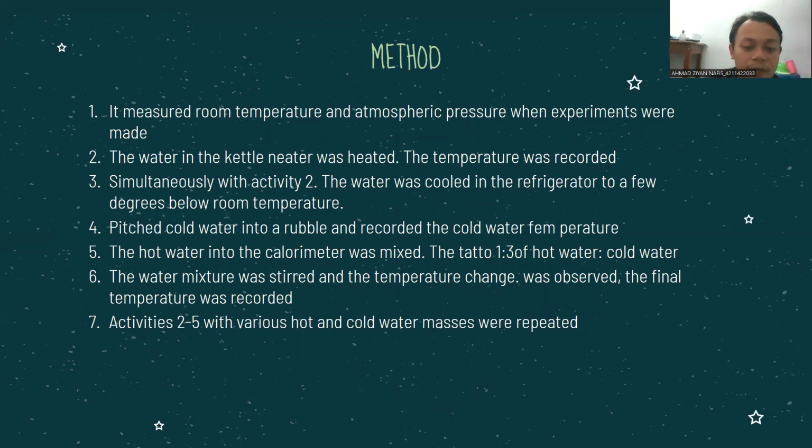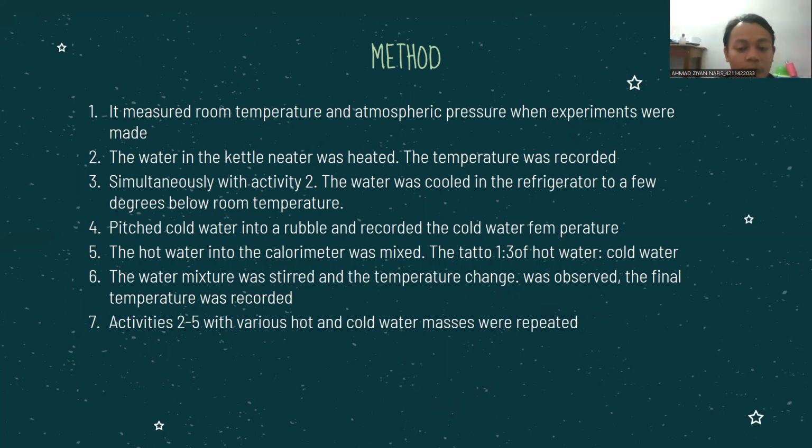3. Simultaneously with that activity, the water was cooled in the refrigerator to a few degrees below room temperature. 4. Put the cold water into the calorimeter and record the cold water temperature. 5. The hot water was mixed into the calorimeter.